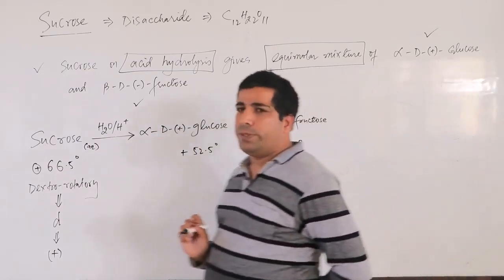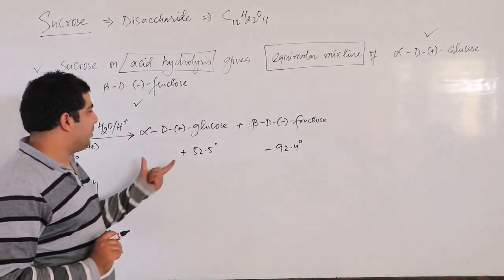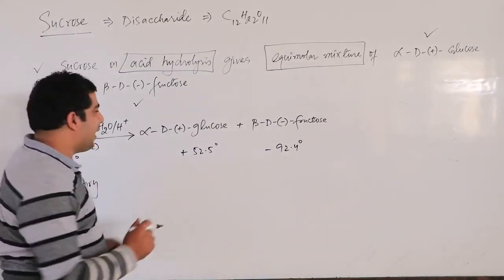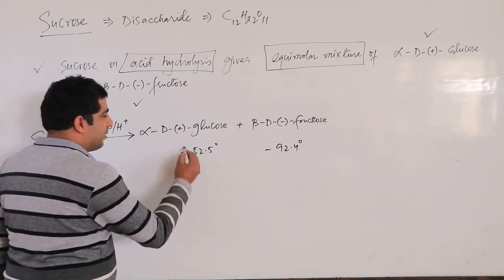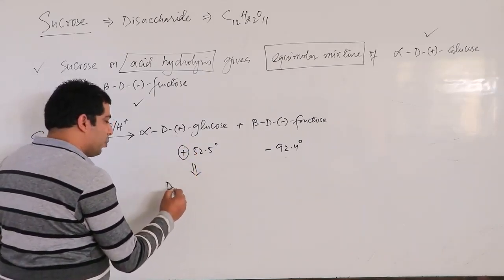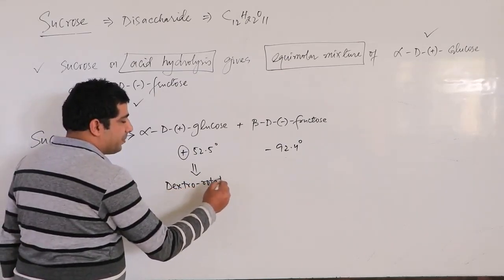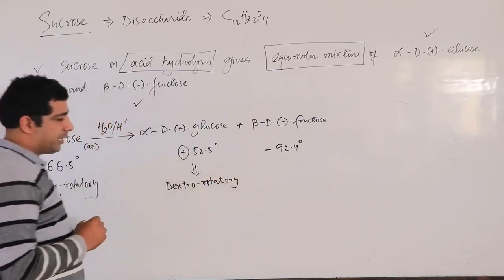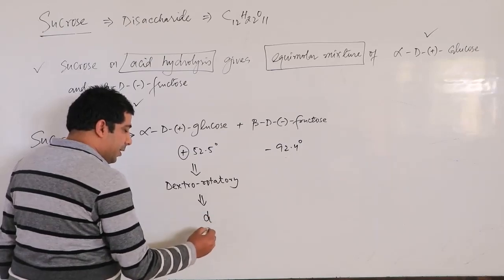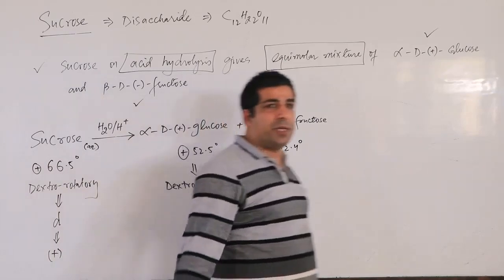And it has been observed that in the solution, what happens? This particular molecule, alpha D plus glucose, can rotate the light. This monosaccharide can also rotate the light in clockwise direction. So this one is also dextrorotatory. Correct? Dextro will be represented by D, and R will be represented by plus sign. Correct? Now have a look here.